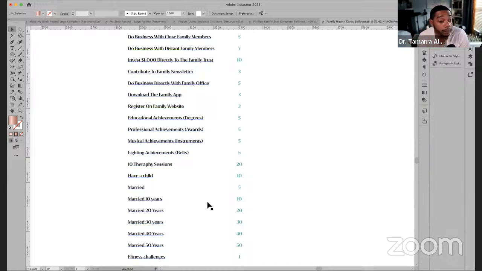This is very extensive. I usually see maybe 6 to 10 things, but this looks borderline. Married for 10 years, married for 50 years, fitness. You've got to have a child. If you have a child, that's crazy. But I'm pretty sure if you have a child, then you do certain things when you do that. That's very extensive. I like that a lot.